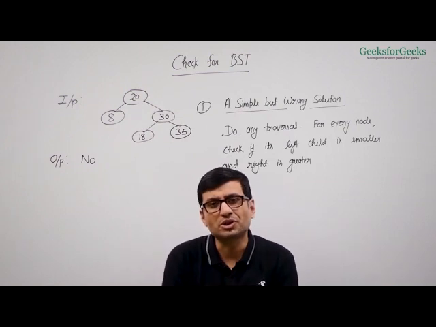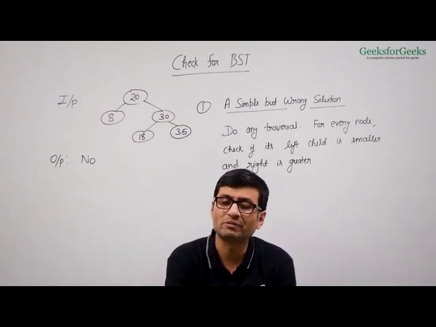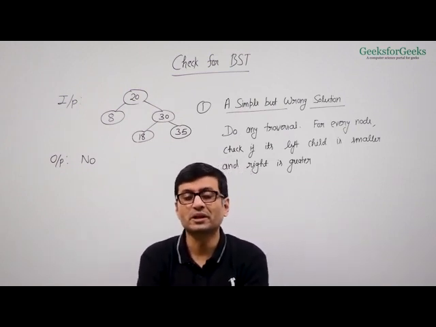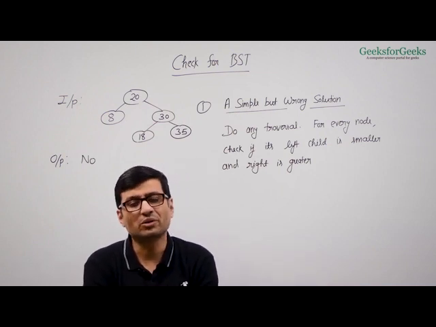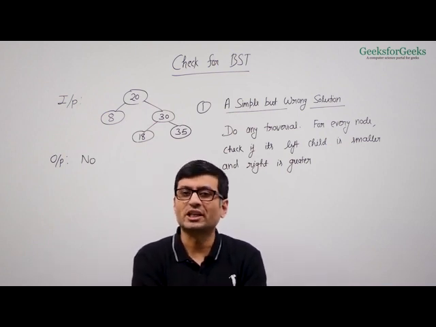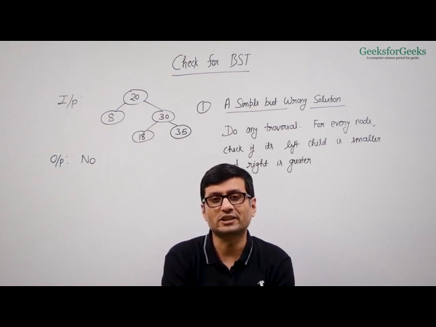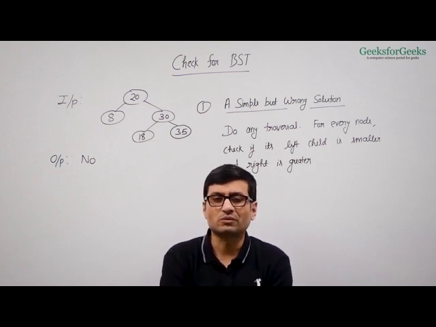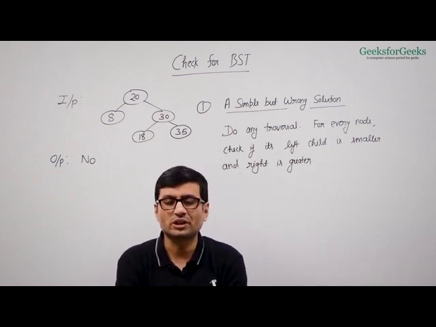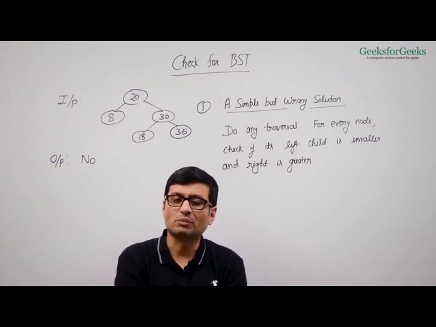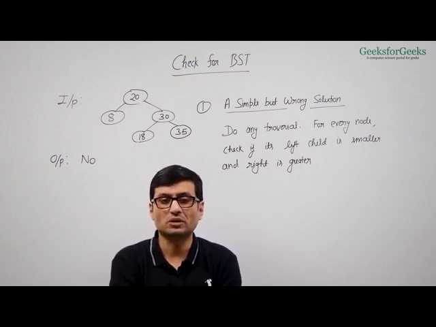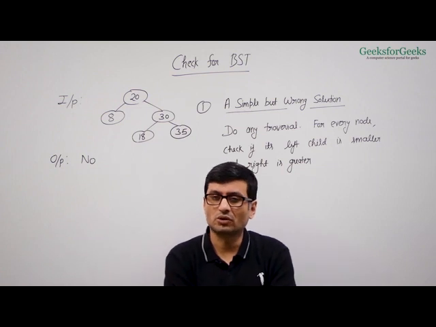A simple solution that many of us think of when we look at this question the first time is, for every node, simply check if its left child is smaller and right child is greater. If you find a node for which this property is not true, then you return false, and if this property is true for every node, then you return true. This approach does not work.